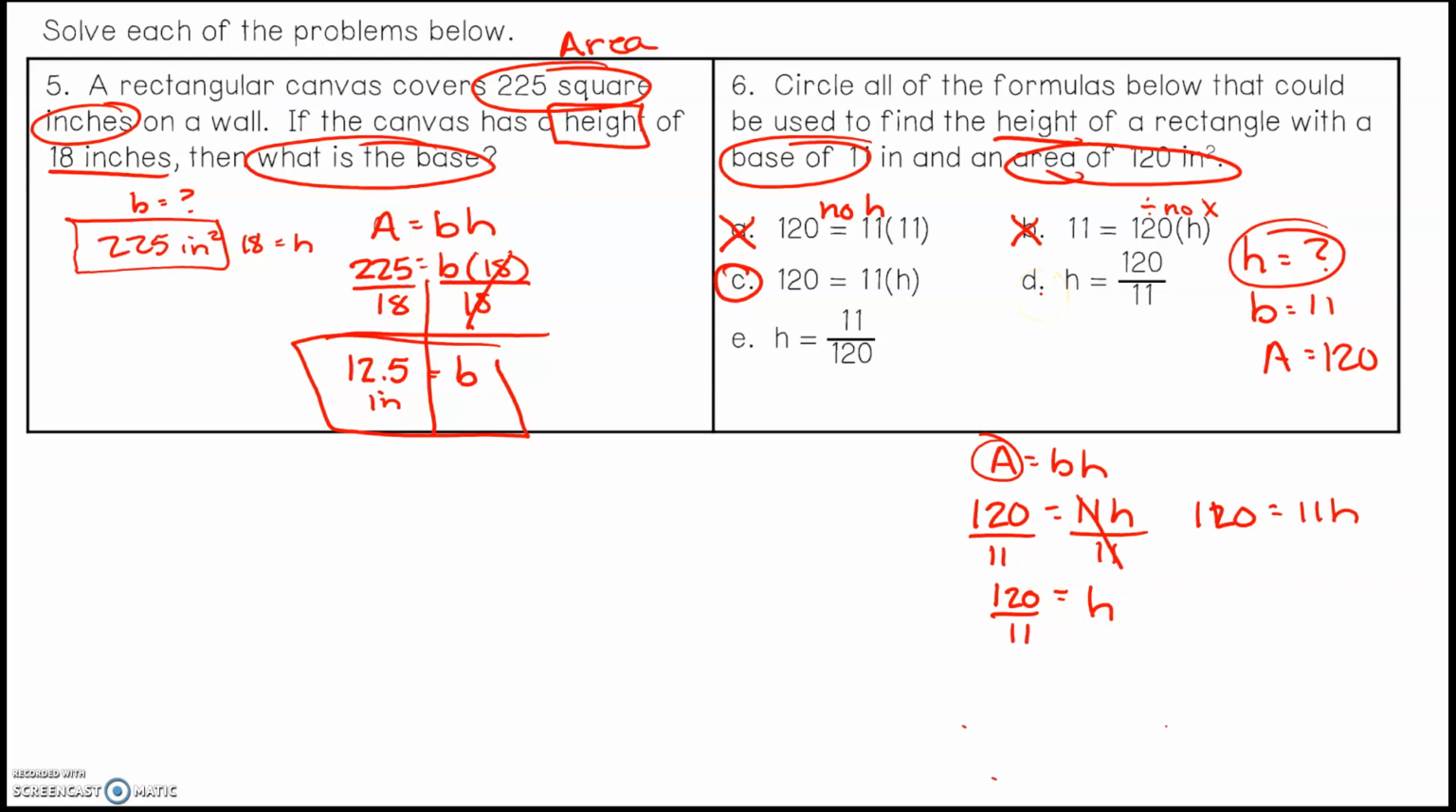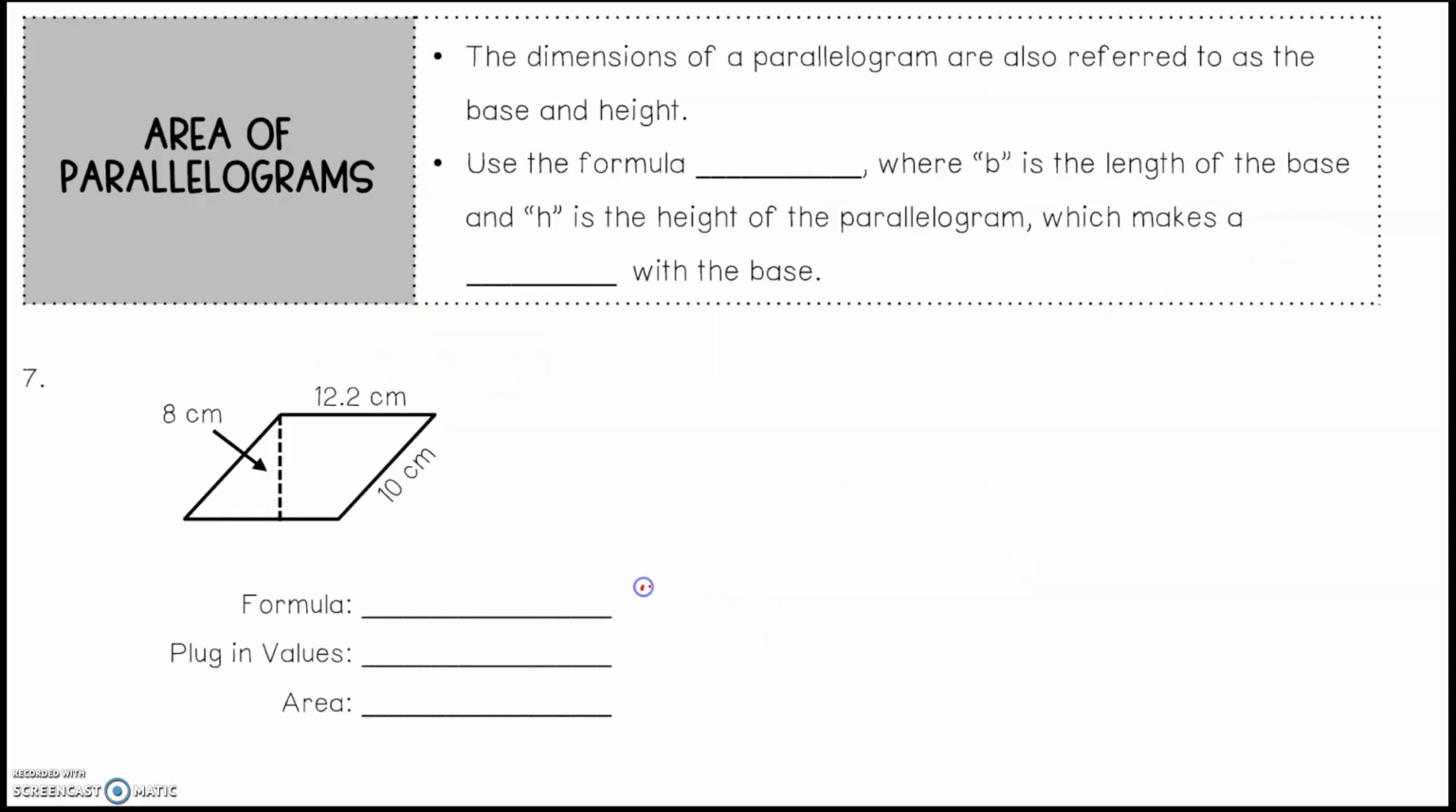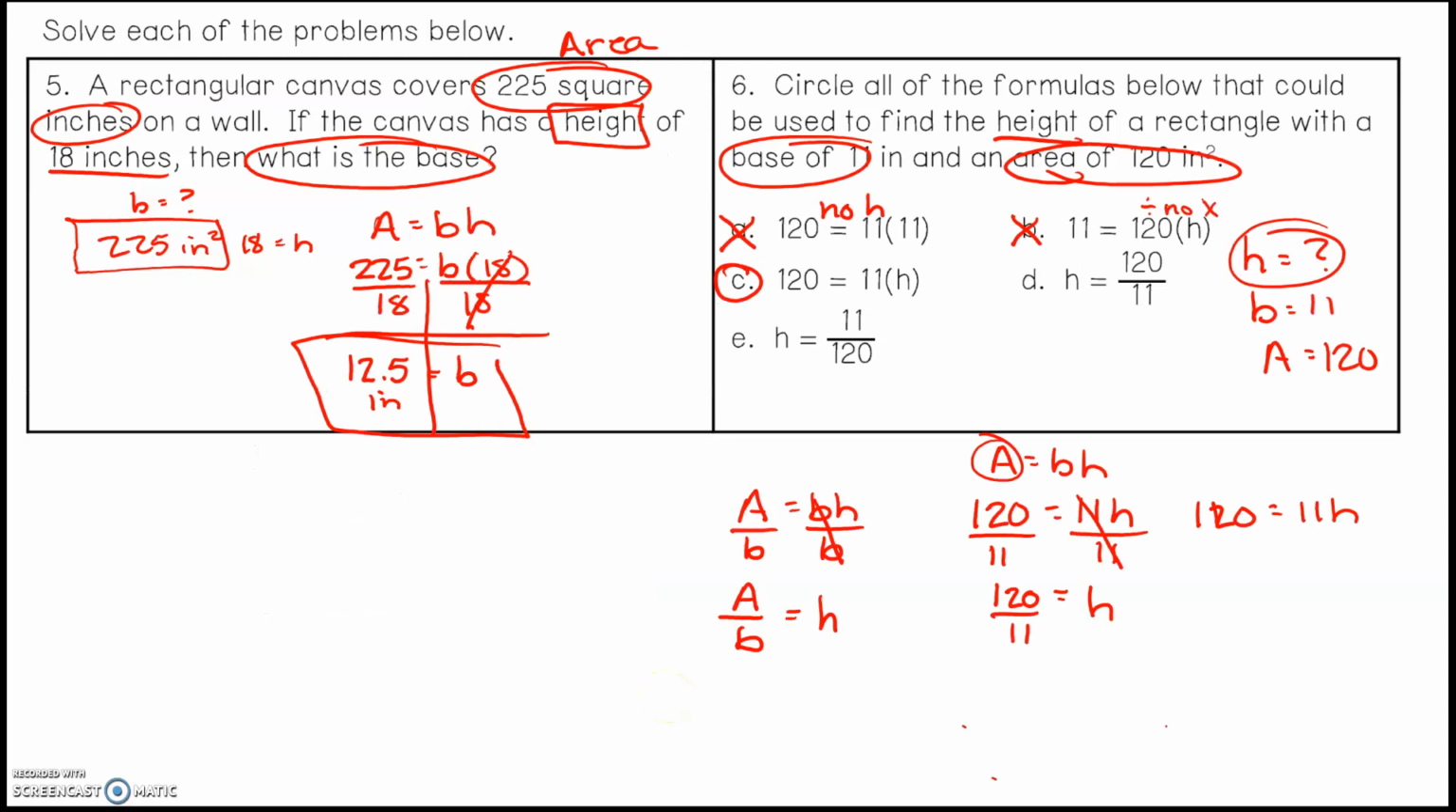D will work, because whenever I manipulate my formula and I'm looking for the H, and I want to make this H equals, I would divide by B on both sides. So it would be H equals area over the base, which if I put my numbers in there, this would be 120 over 11 equals H, and that one works as well. The area always has to be in the top of the fraction, so this last one doesn't work. It should be flipped. It should be 120 over 11.